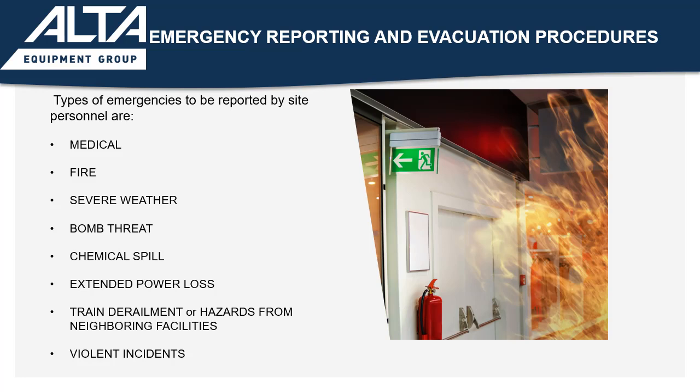It is important to know the types of emergencies that need to be reported by on-site personnel. These types of emergencies are medical, fire, severe weather, bomb threat, chemical spill, extended power loss, train derailment or hazards from neighboring facilities, violent incidents. Please review branch-specific emergency response procedures with all employees.